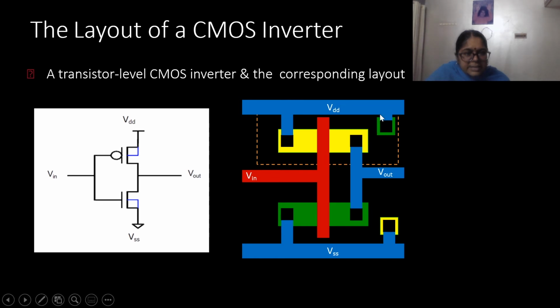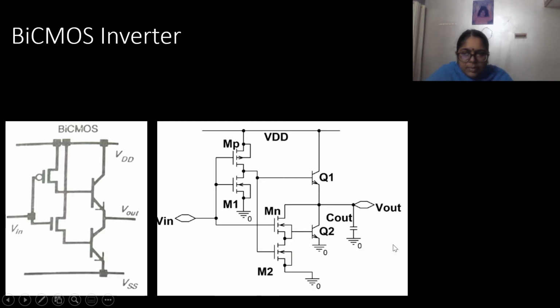N well has to be connected to VDD, and similarly if P well is used, then it will be connected to VSS. This shows the substrate connection to VSS. You can see here the substrate connection of PMOS is connected to VDD, and the substrate of NMOS is connected to VSS. So this is how it is indicated in the stick diagram.